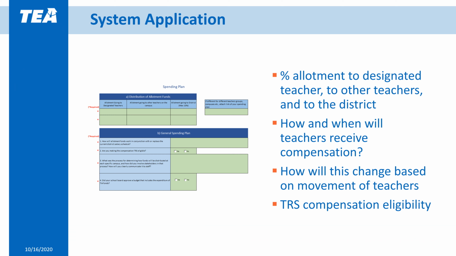In the Step 1 system application, there will be a tab specifically dedicated to a district spending plan. Some of the key questions that will be asked include, what % of the allotment will go to the designated teacher, what % to other teachers on that campus, and what % to the district? How and when will teachers receive compensation? How will this change if teachers move within the year? And will the compensation be TRS eligible?